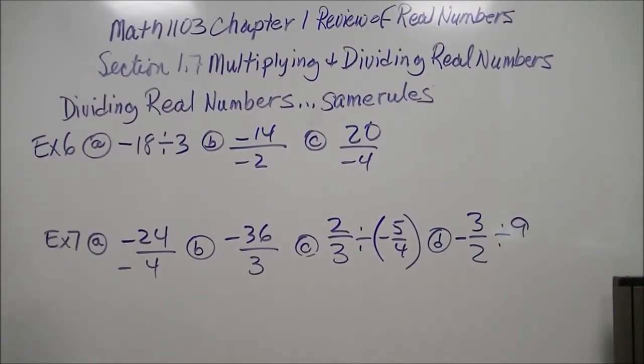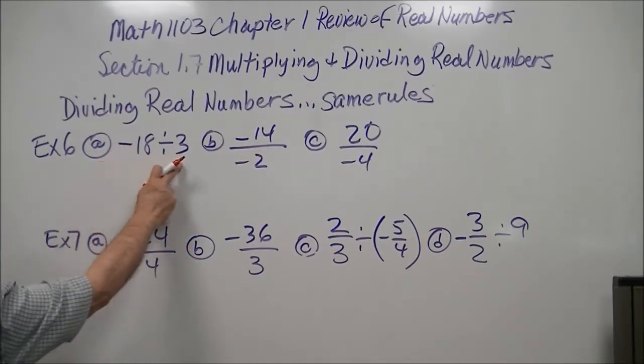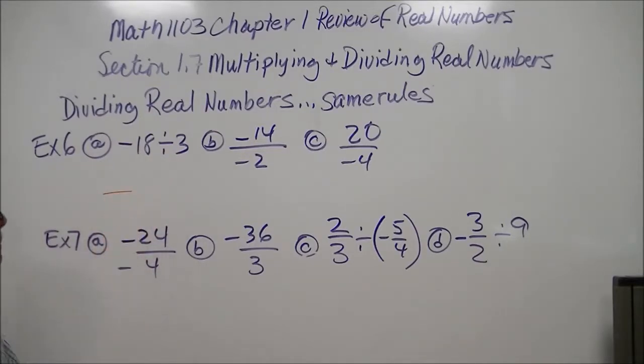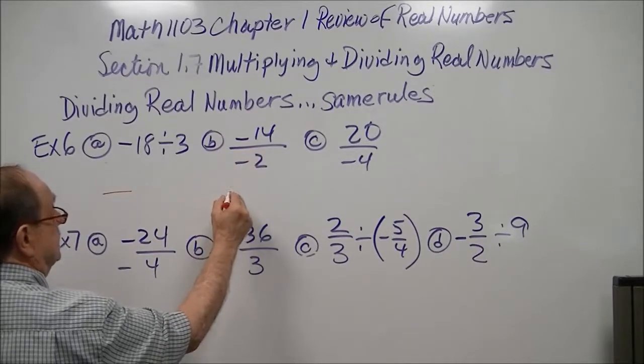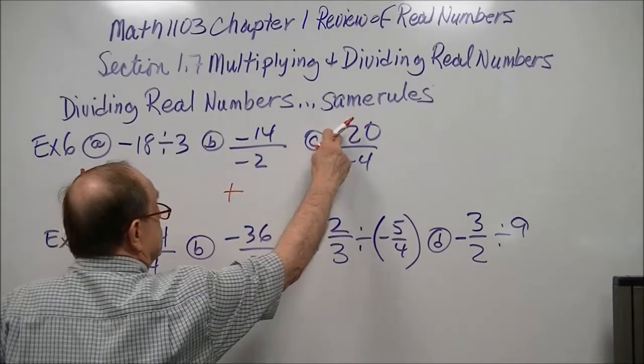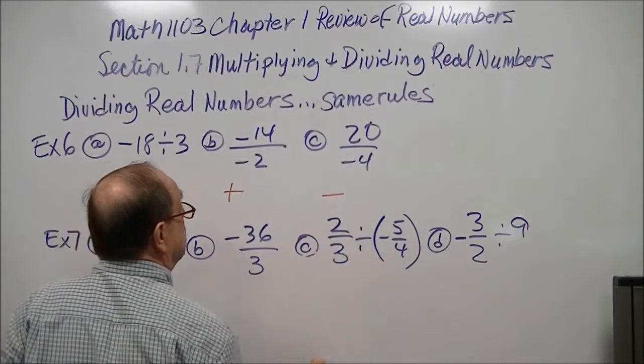Now as we go on to dividing real numbers, a nice thing is the rules are the same. So if we have two terms that have the same sign, it will be positive. If they have different signs, the results will be negative. So again, a strategy would be determine the sign of your answer. Here we have a negative divided by a positive. So this will be a negative. A negative divided by a negative. This will be a positive. A positive divided by a negative. This is going to be a negative.